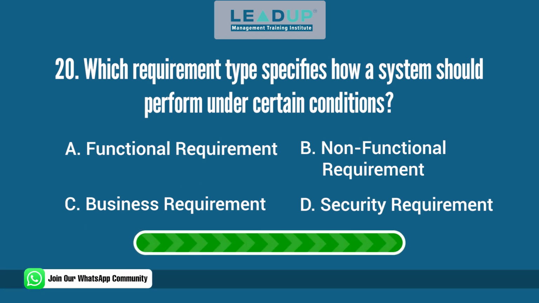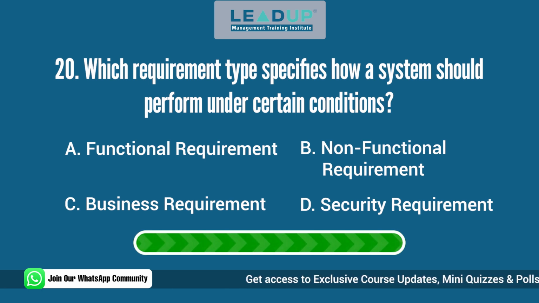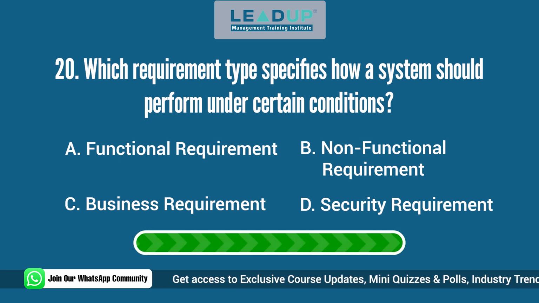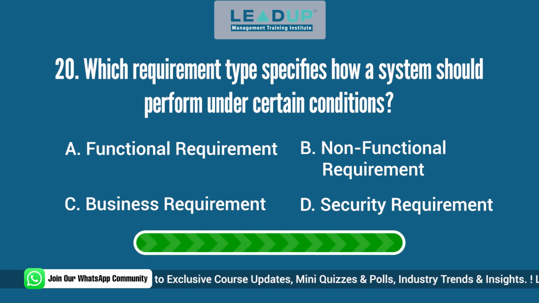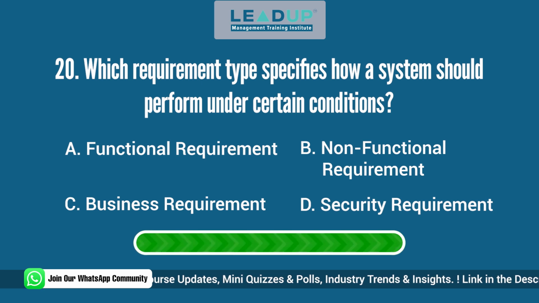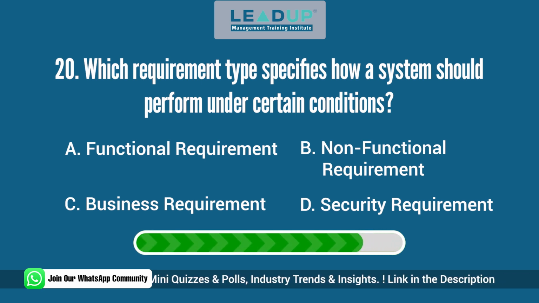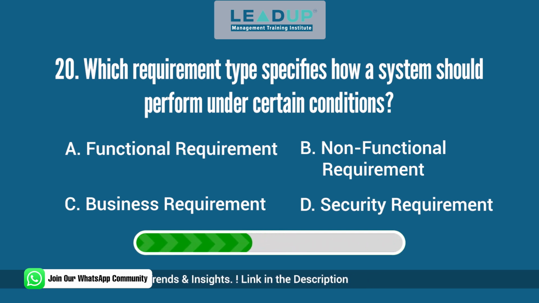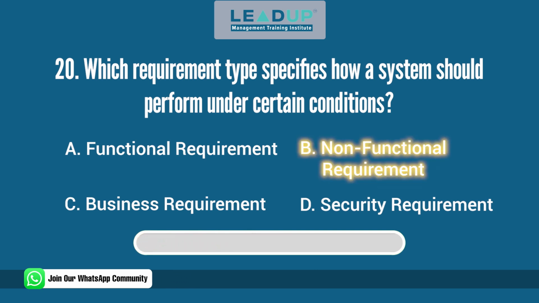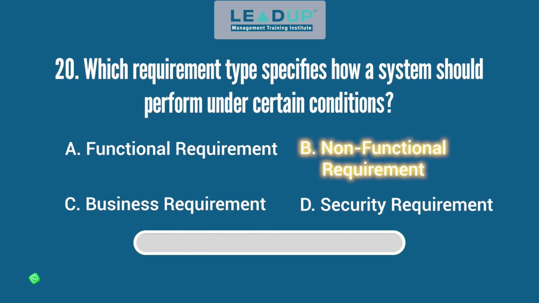Question 20. Which requirement type specifies how a system should perform under certain conditions? A. Functional requirement. B. Non-functional requirement. C. Business requirement. D. Security requirement. The answer is non-functional requirement.